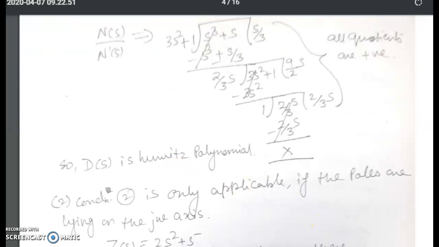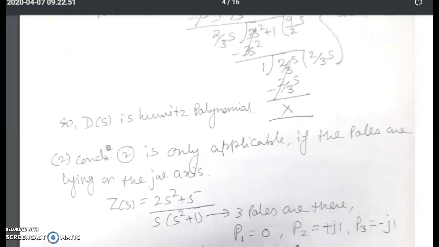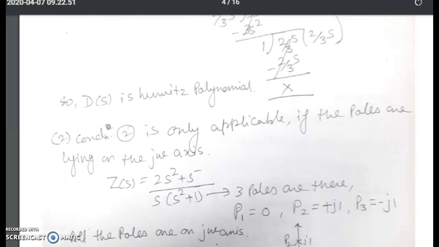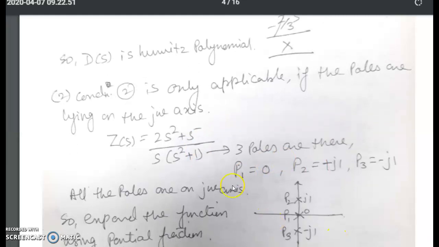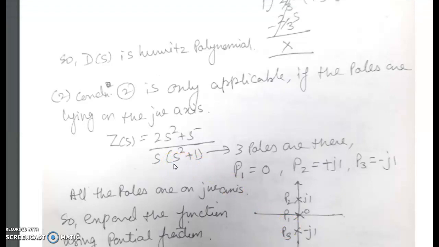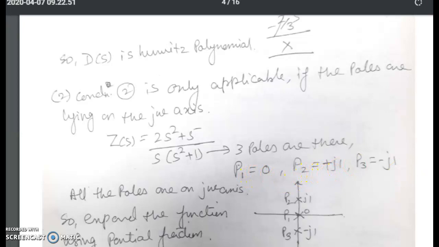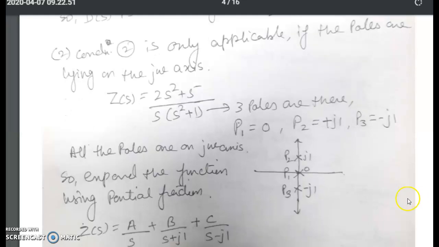Now because the first condition is satisfied, we will proceed further to the second condition. The second condition is only applicable if the poles are lying on the j omega axis. When we draw the pole-zero plot of this function, poles are the roots of the denominator, and because the order of the denominator is 3, that means 3 poles are there. P1 is lying at the origin, P2 and P3 are lying at plus minus j1. When we plot it in the pole-zero plot, the plot will be like this. Because all the poles are on the j omega axis, the second condition is applicable.